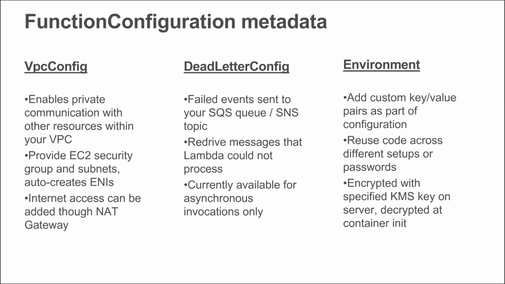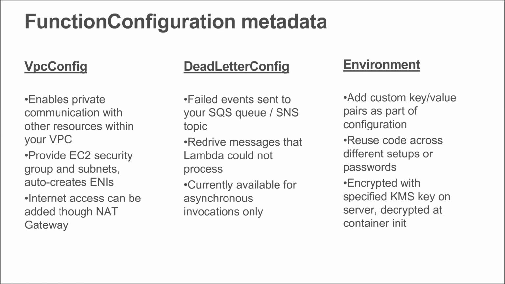The first is the VPC config. This allows you to configure your function to be able to access resources inside your own VPC. Remember, this is not a security feature per se. Lambda functions, even if you have not configured the VPC config, do run inside a VPC. It's just that at that point, Lambda manages that VPC. And therefore, if you want to access private resources inside your VPC, such as an ElastiCache cluster or a private endpoint which you want to communicate with, you can use this VPC config to enable that private communication.